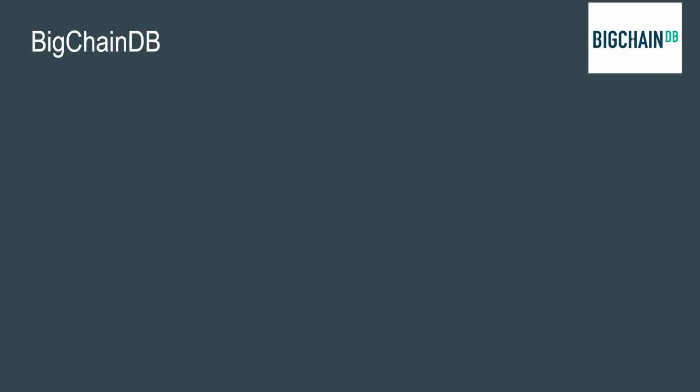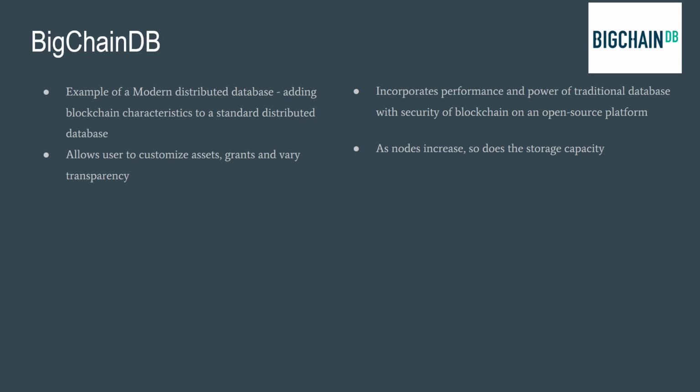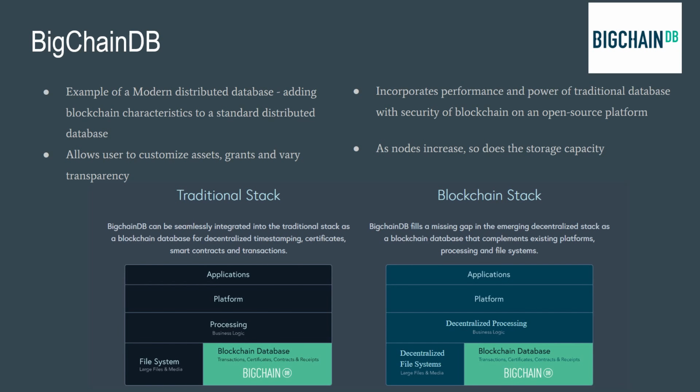The biggest implementation of a blockchain database is BigchainDB. It is an example of a modern distributed database. Its feature is that it is compatible with both the traditional as well as the blockchain stack. This means that it can be used for centralized as well as decentralized processing systems and file systems.